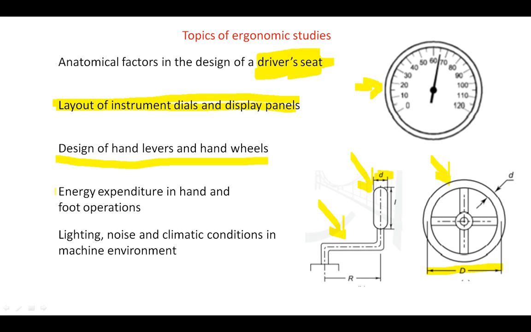Now, energy, as I have already told you, the force required to operate should be less. If the force required is less, then less energy will be consumed by a user, and the user will not get tired, in hand operation or in foot operation. Okay. The final example is lighting and noise. There should not be any noise. Lighting should be proper, and climate conditions, meaning temperature, humidity, etc., should be maintained properly so that the user will feel comfortable in that environment and work very effectively.